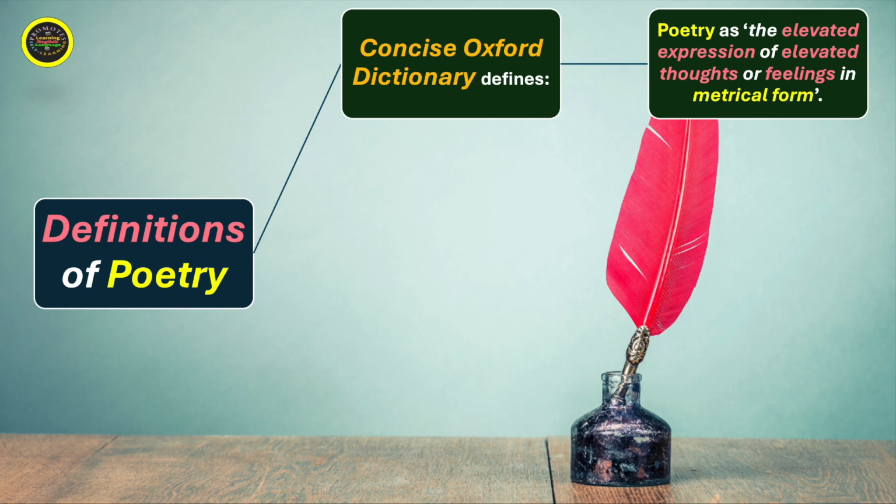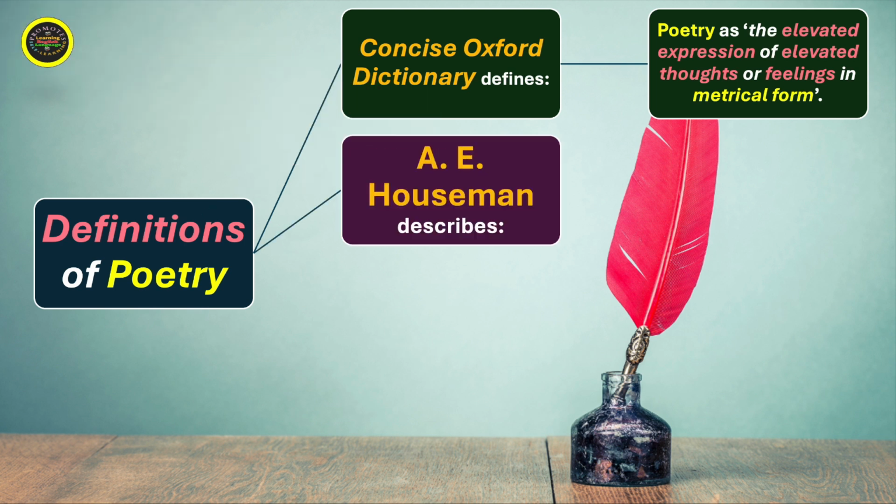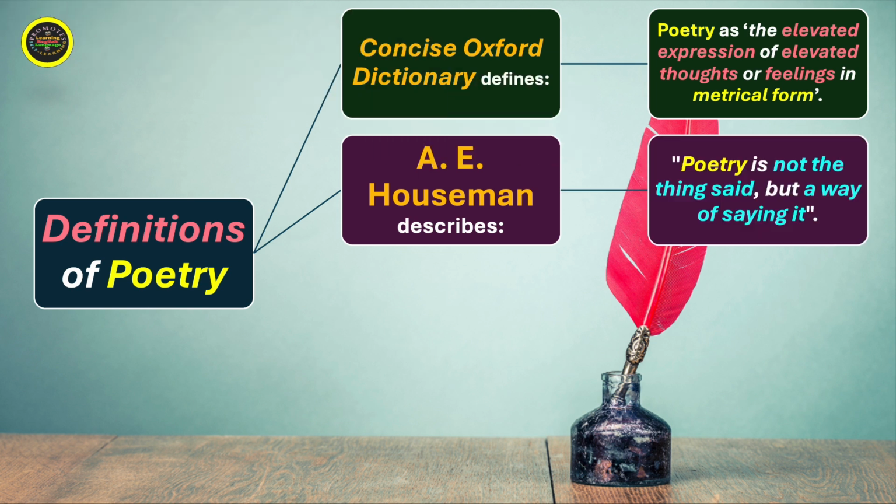We have one more definition. A. E. Housman describes poetry as not the thing said, but a way of saying it. According to this poet, poetry is not about the idea only, not about the thought only, but a way of expressing that idea, that thought, in a unique way that makes poetry different from the rest.